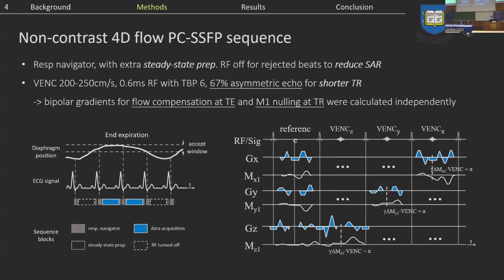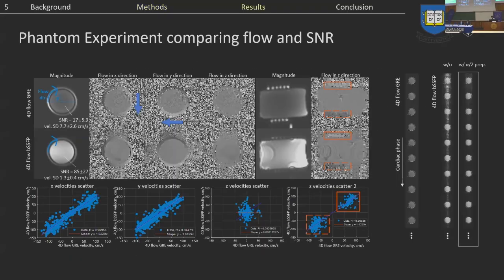For the second problem of the strong off-resonance artifacts, we try to shorten the TR by using a very strong asymmetric echo. Because of this asymmetric feature, we have to design the bipolar gradients to encode flow at TE and the bipolar gradients to null the first moment at the TR individually, because it's asymmetric. For the steady-state preparation, we have added an extra alpha over 2 pulse for each heartbeat to accelerate the steady-state approaching procedure. So we first tested our method in a phantom study.